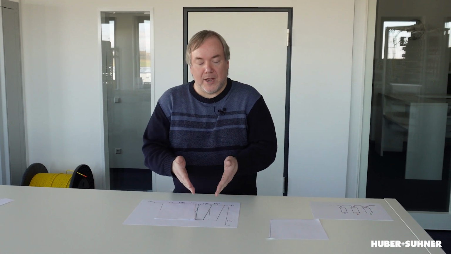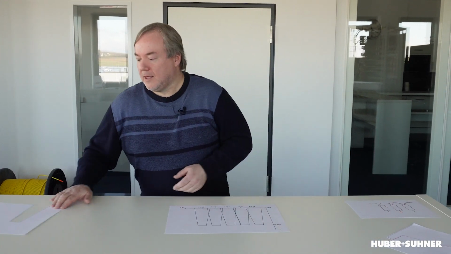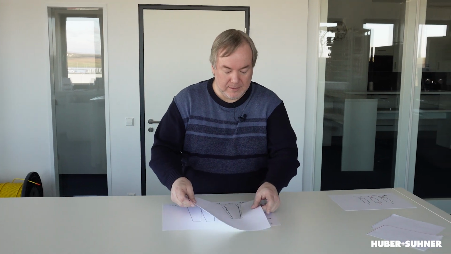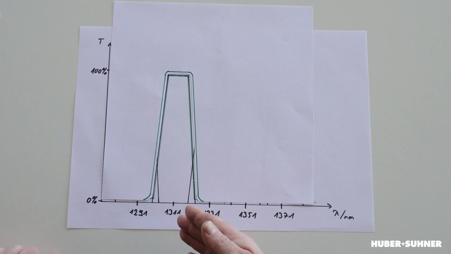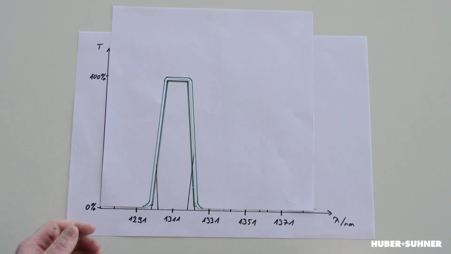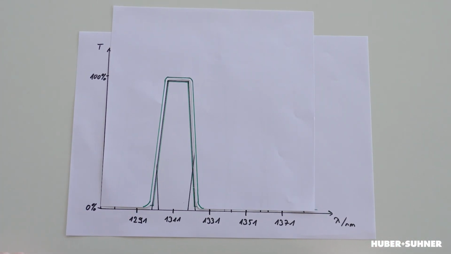But now you can see we are not able to separate only one wavelength, one channel. And for that, we use the so-called passband filter. If I put this passband filter over the spectrum, it becomes obvious that it is open, transmitting the wavelength 1311, and all the wavelengths above and below this target channel are reflected. And this is exactly what we're looking for.